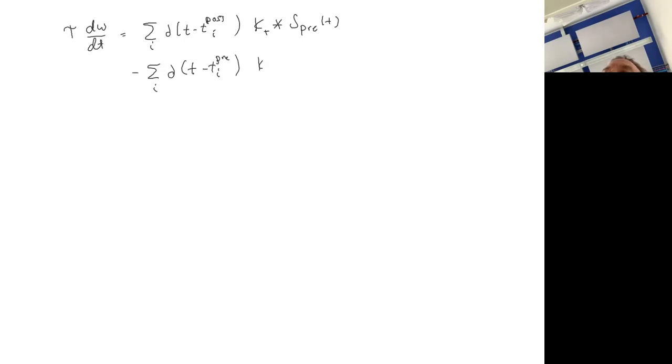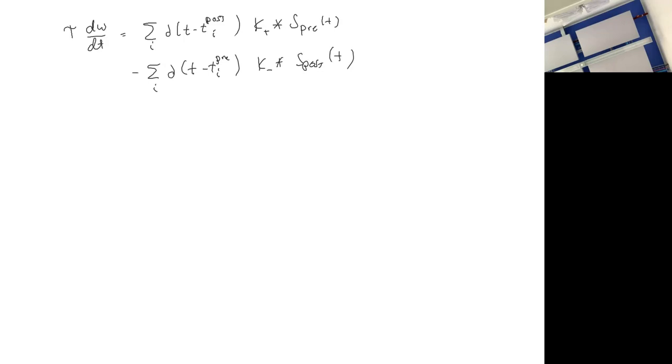Anyhow, okay. So I'm going to rewrite the equations. We're going to analyze them. We have tau dw dt equals the sum on i of delta of t minus t_i post, k plus star s pre, value at time t, minus the sum on i of delta of t minus t_i pre, k minus star s post of t.